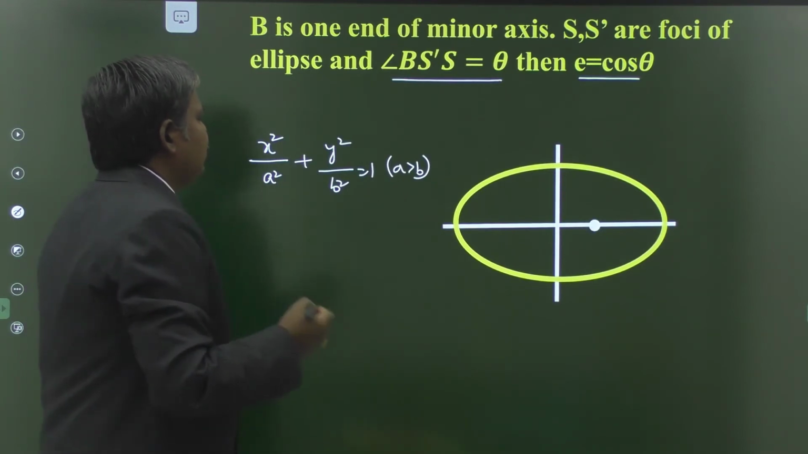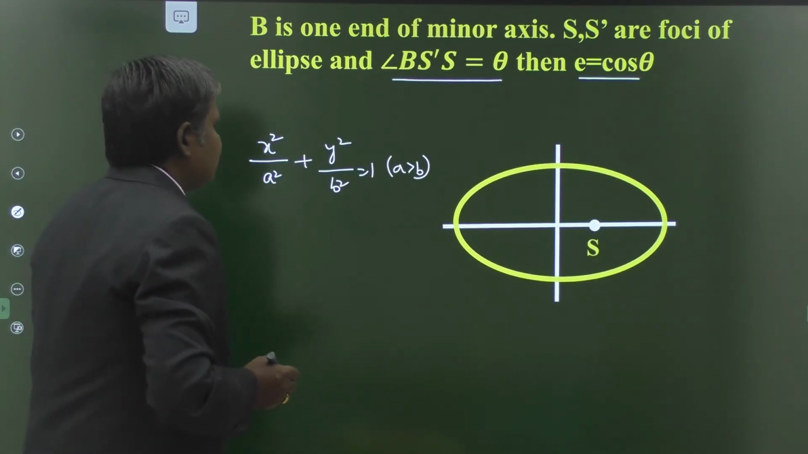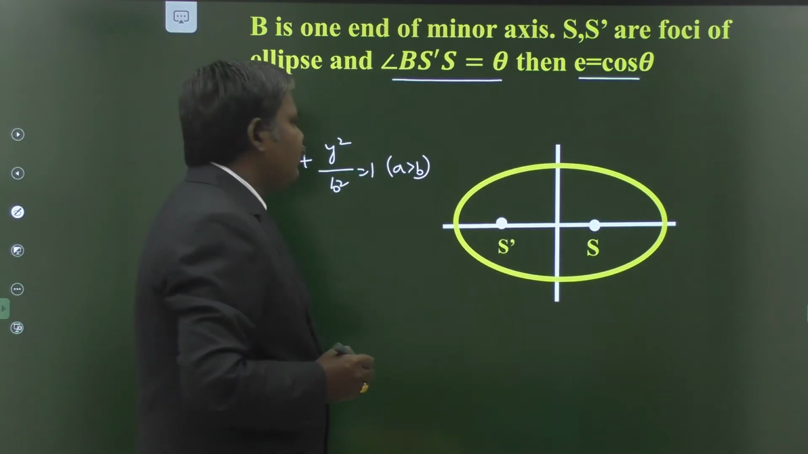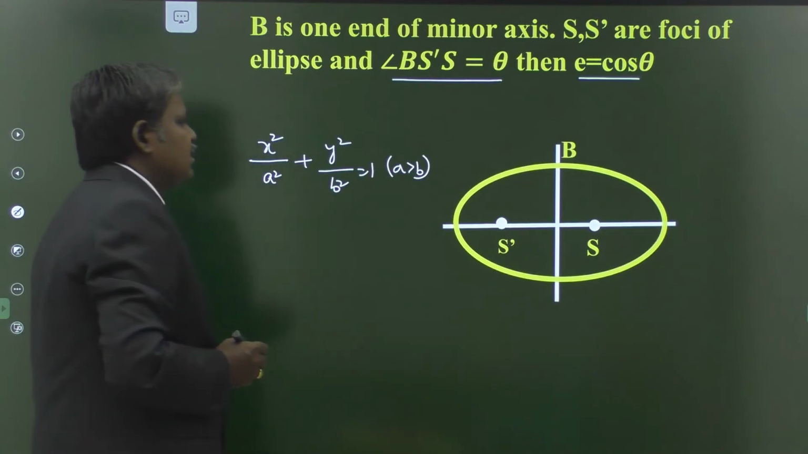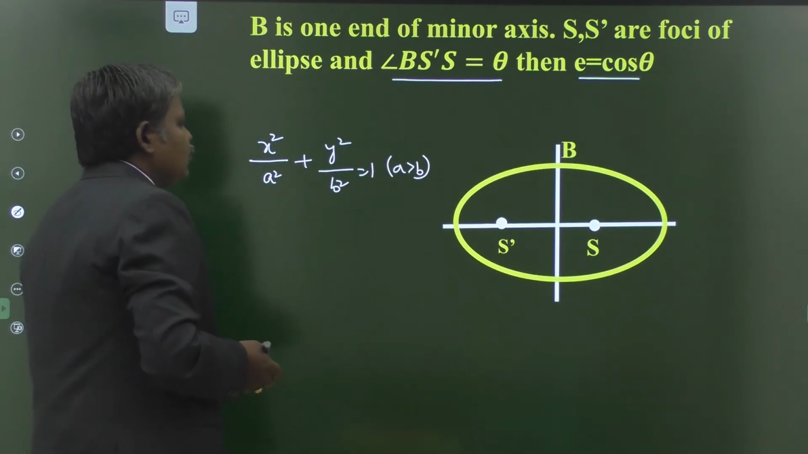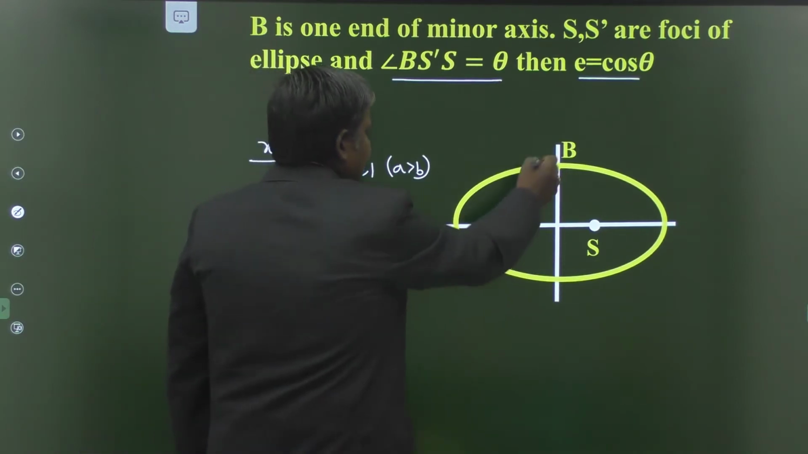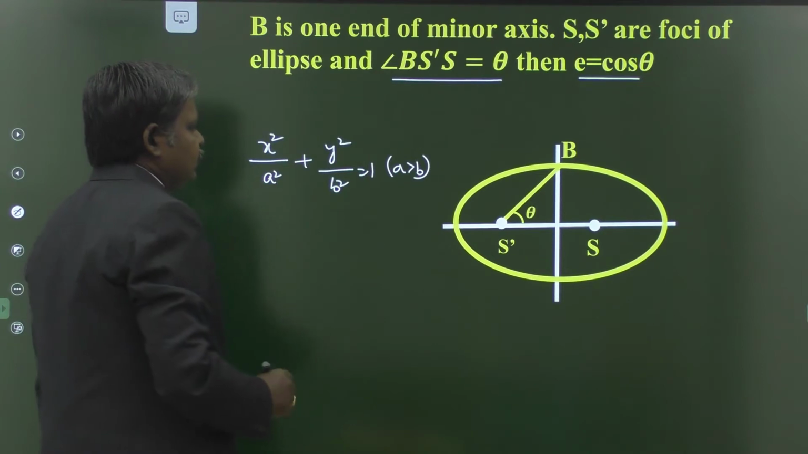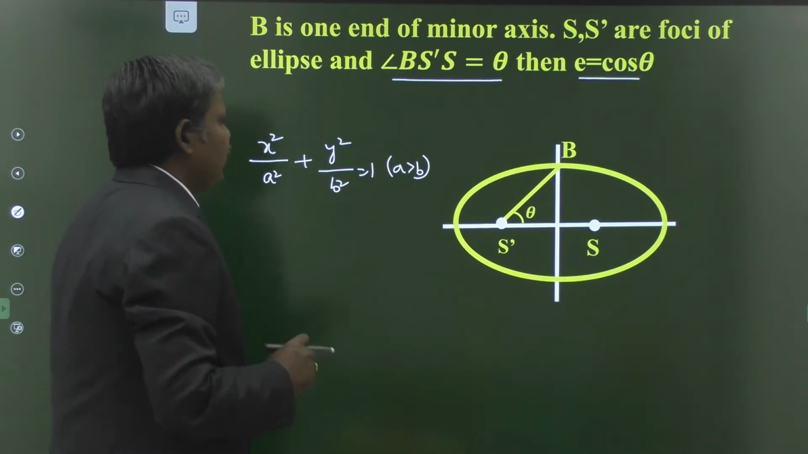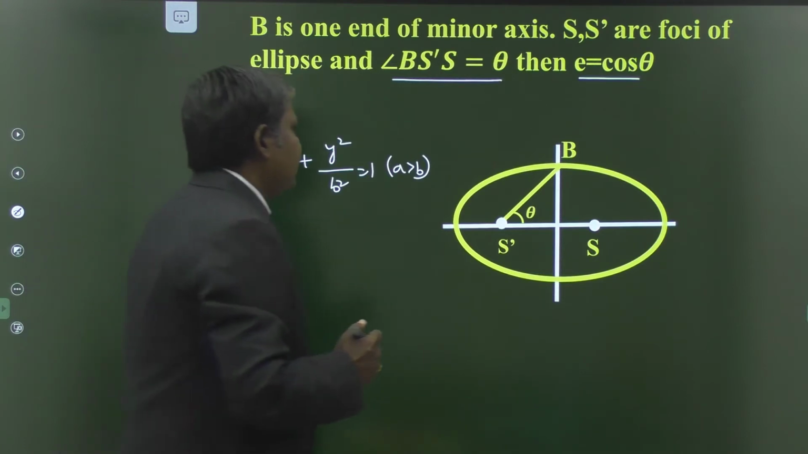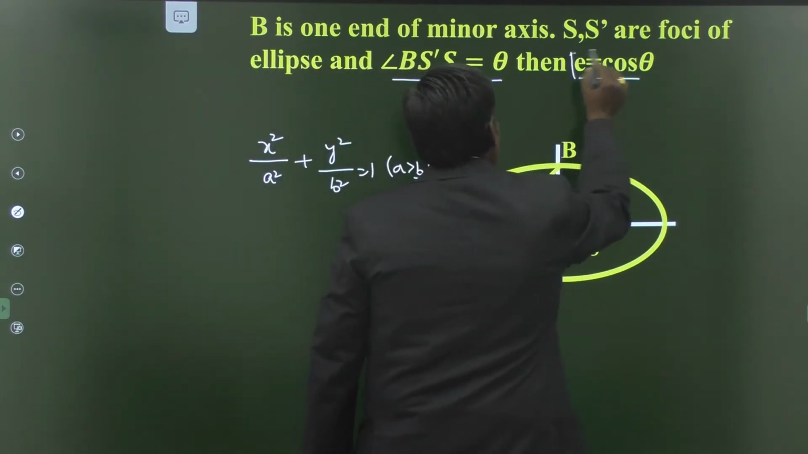Now, these are foci. One is S and the other one is S dash. B is 1.5 the minor axis. Understand? Now, join S dash B. Its angle is given to you. That is theta. Now, we have to show that E is equal to cos theta, the eccentricity of the ellipse.